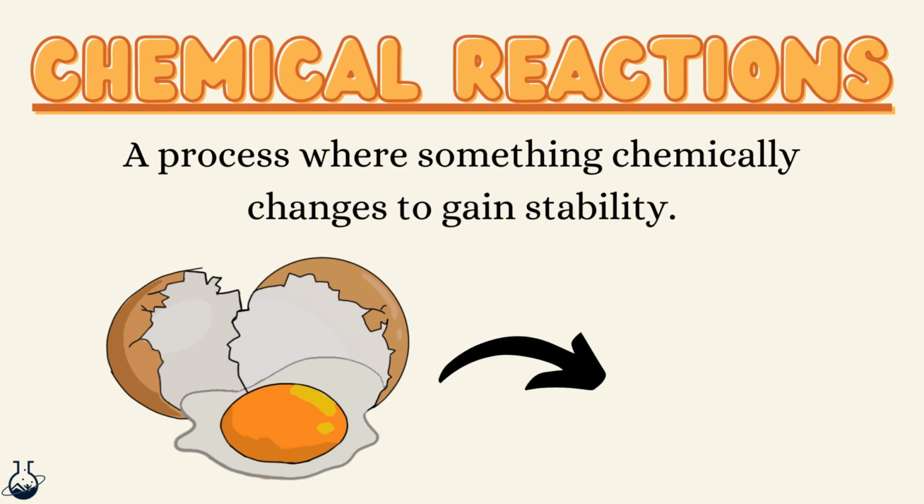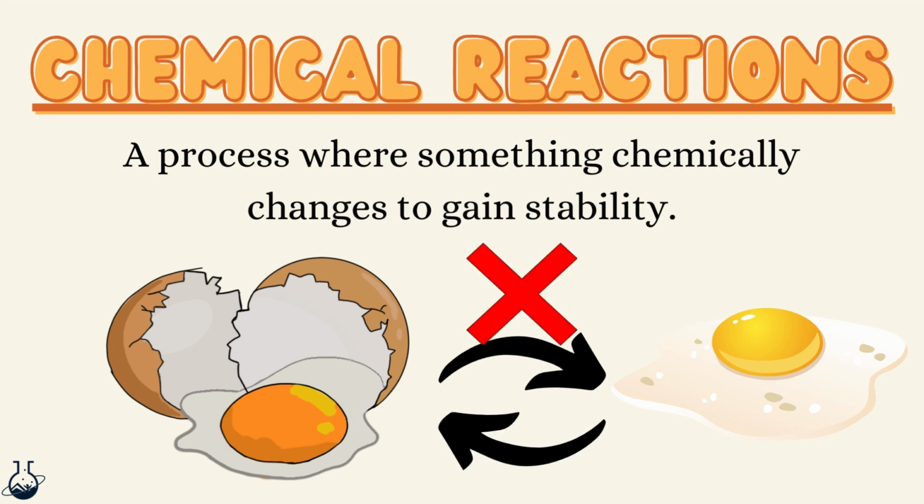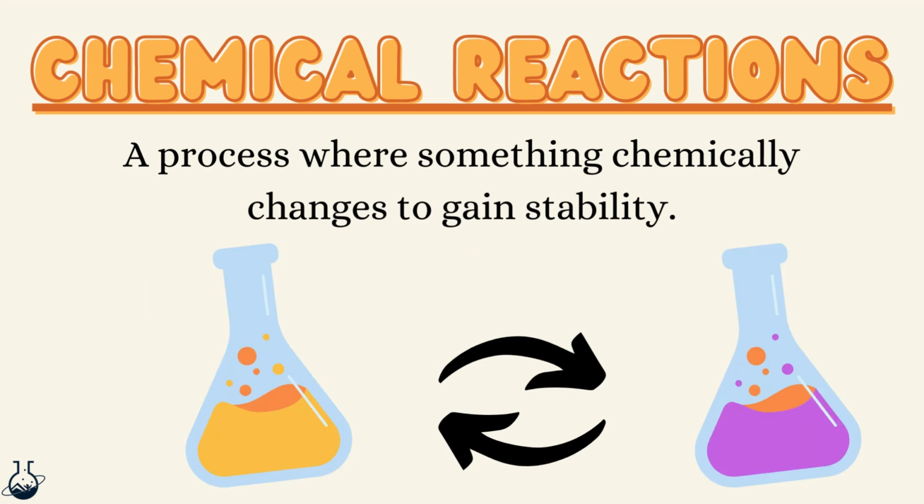They can come in various forms. Think of an egg. When cooked, it looks like this. But it cannot go back the other way. It's irreversible. You cannot uncook an egg. Whereas some chemical reactions can change back. These are called reversible reactions.